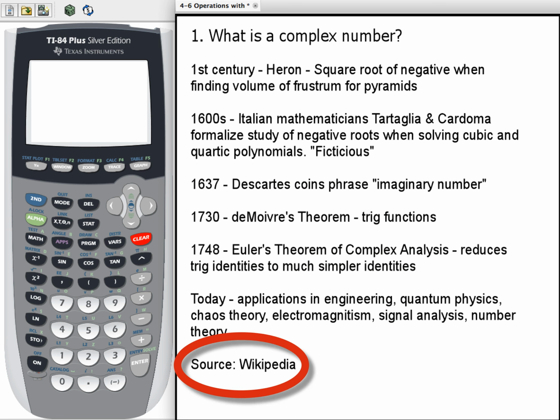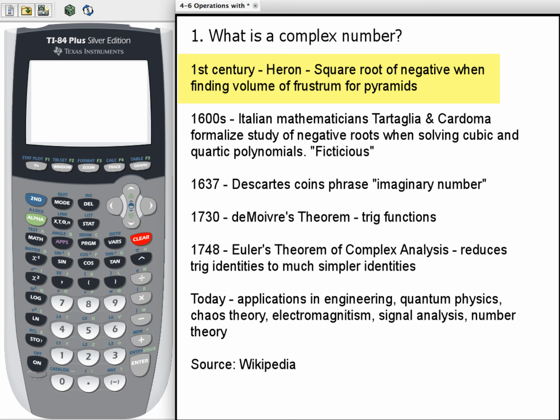Well, I had no idea, so I'm looking stuff up on Wikipedia because I'm like, all right, where did this come from? What was going on? And this is so cool. In the very first century, this guy by the name of Heron was trying to do some things with pyramids. And he had this problem where he tried to figure out the square root of a negative. And he's like, I don't know how to do that. So he just said, well, I'll just make it positive. And that was how he kind of dealt with that.